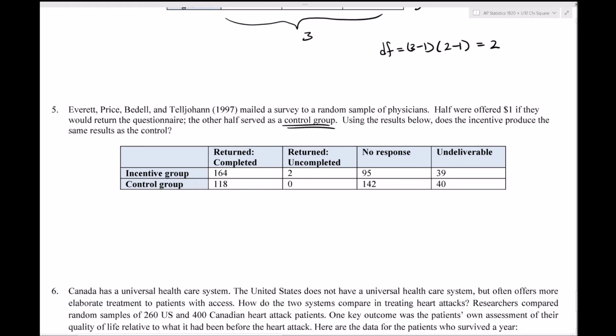But anyway, using the results below, does the incentive produce the same results as the control? So incentive group versus control group. So this is probably where we'd have to get a little philosophical about it. Which route do we take? Because it's more than likely not a goodness of fit test, but then we can probably argue which of the other two types it would be, association or homogeneity.